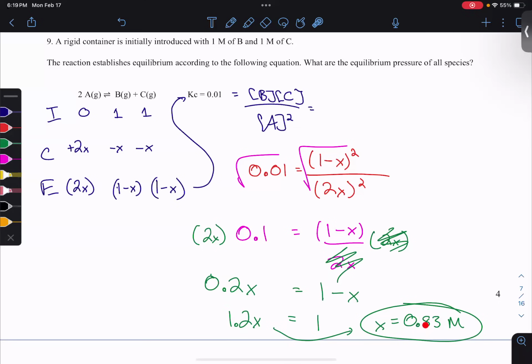So is this our answer? No, not necessarily. I asked you what's the equilibrium concentration of everything. So is x the answer to any of these? No. What we need to do is actually plug those x values into that equilibrium line to get those equilibrium concentrations. So I don't really want to do that right now.